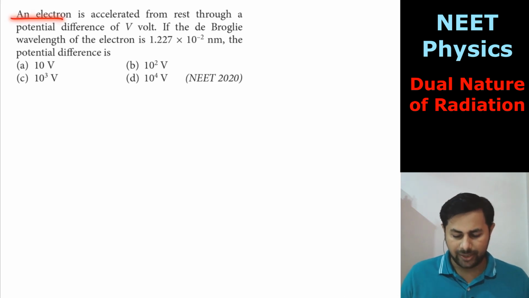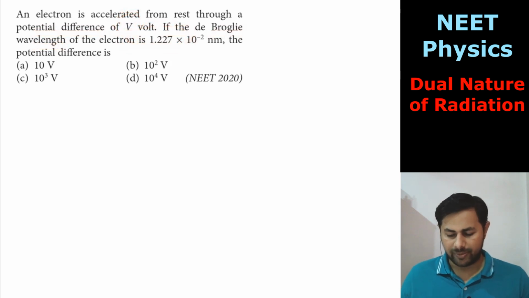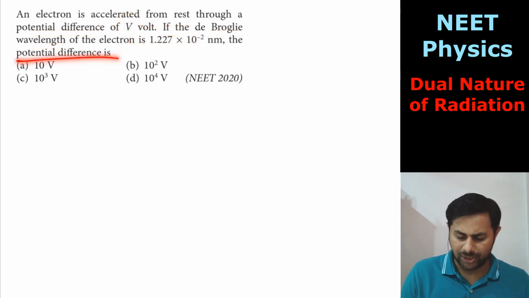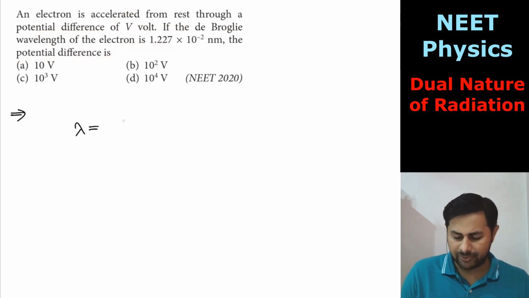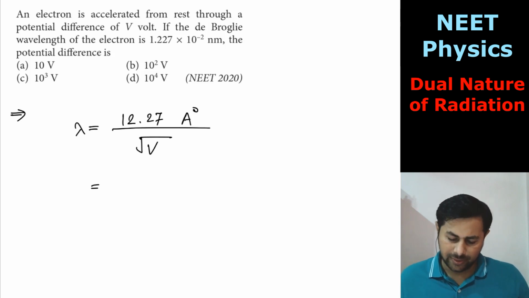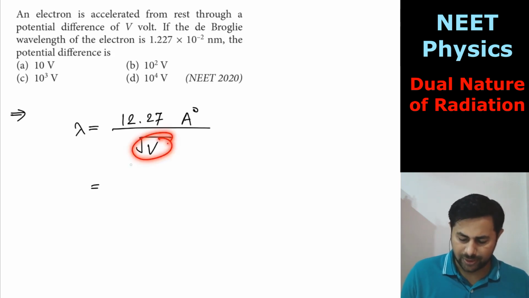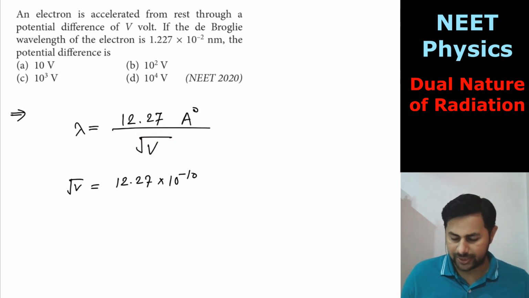Let's see the next one. An electron is accelerated from rest through a potential difference of V volts. If the de Broglie wavelength of the electron is 1.227 multiplied by 10 raised to minus 2 nanometers, the potential difference is? So the de Broglie wavelength is given, and we know that lambda is equal to 12.27 angstrom divided by root of V, and the wavelength is also given. So let's move this root V to the other side. So this is 12.27 multiplied by 10 raised to minus 10.